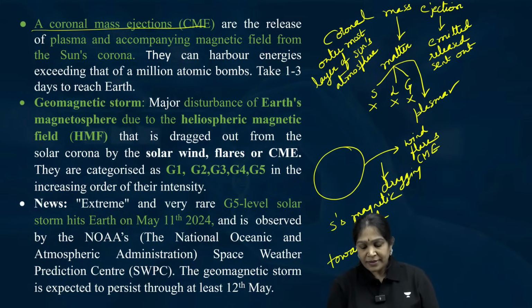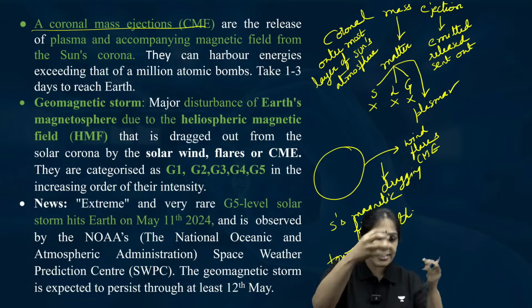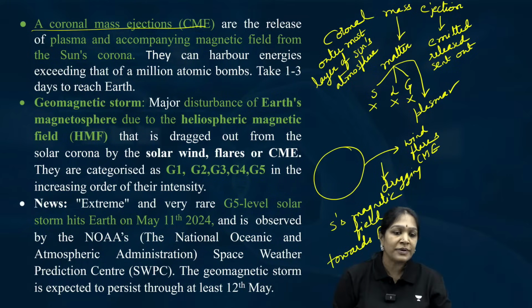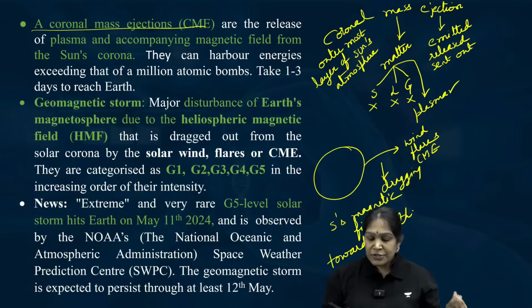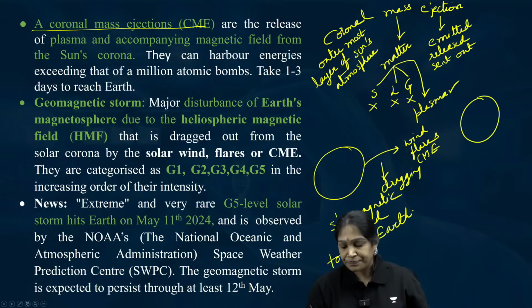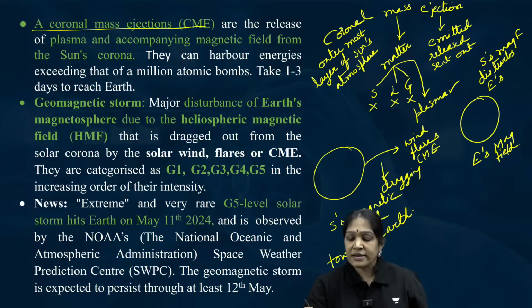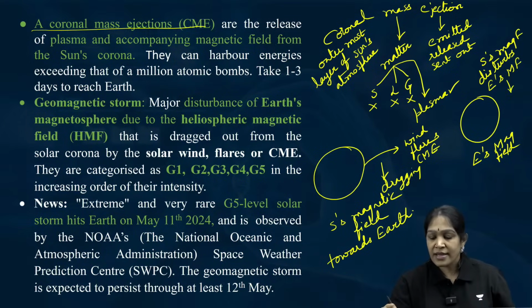Winds, flares, coronal mass ejection, they are dragging the sun's magnetic field towards the earth. Is it clear? So this sun's magnetic field will interfere with the earth's magnetic field. Simple. The sun's magnetic field disturbs Earth's magnetic field. That is called solar storm.